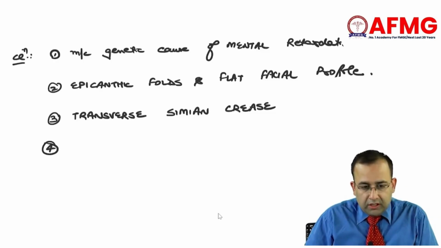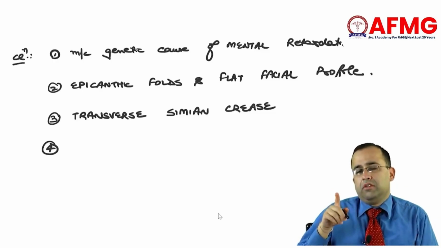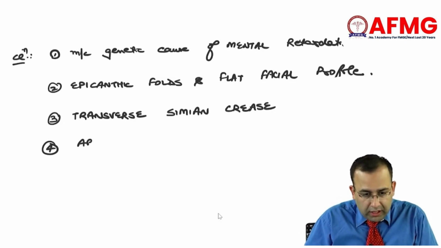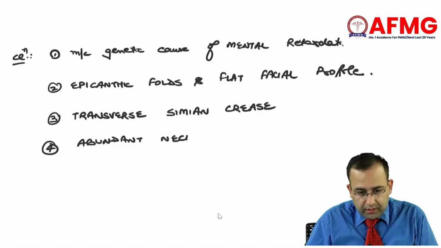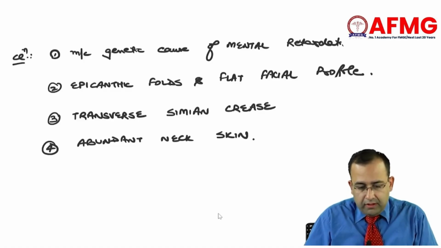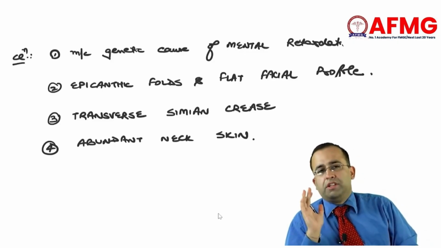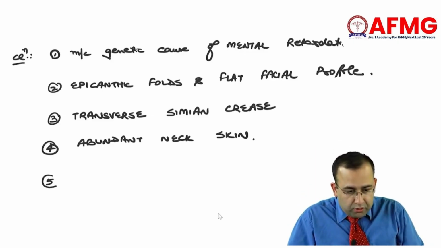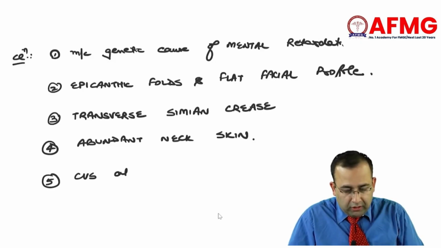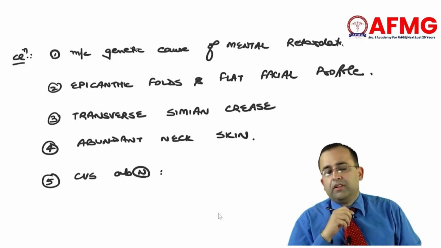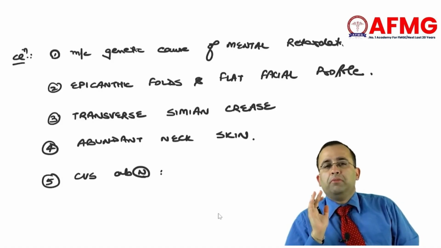Next, nuchal fold thickness was increased radiologically also. Remember, antenatally. So clinically, it is associated with abundant neck skin. ये तो हो गए gross features. Next, it also shows CVS abnormalities. Down syndrome is associated with the presence of CVS abnormalities.